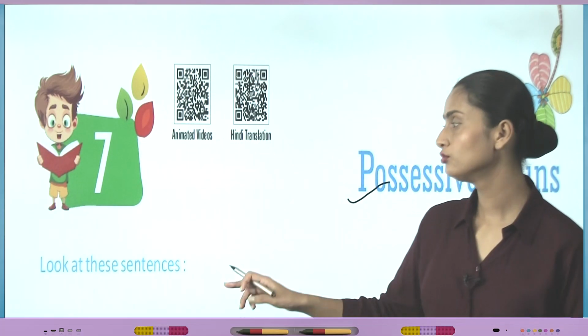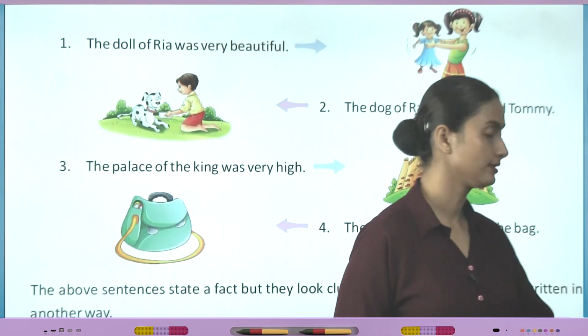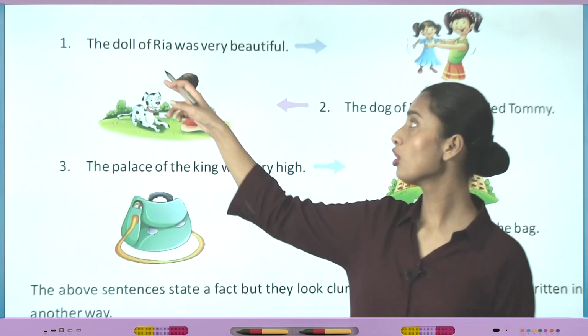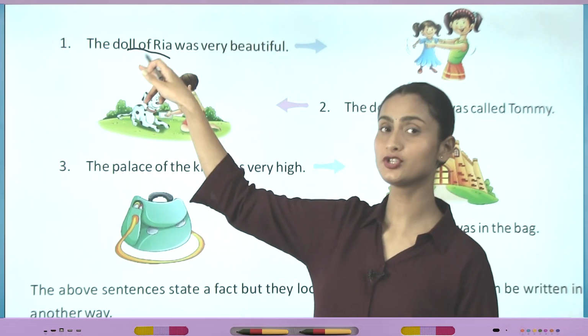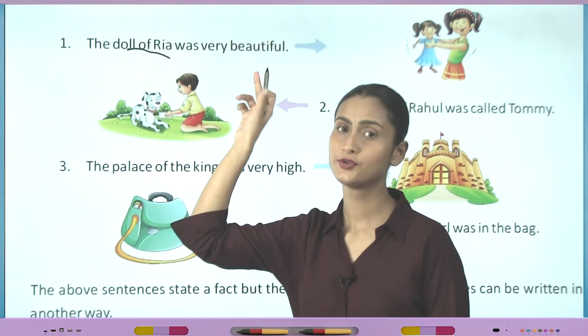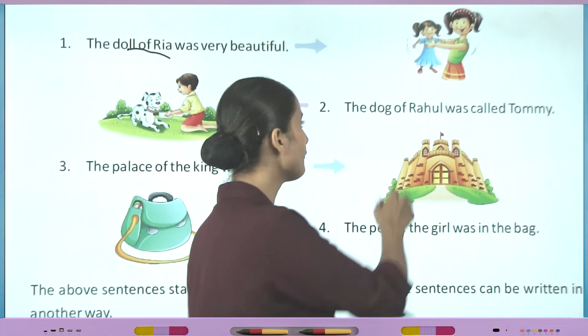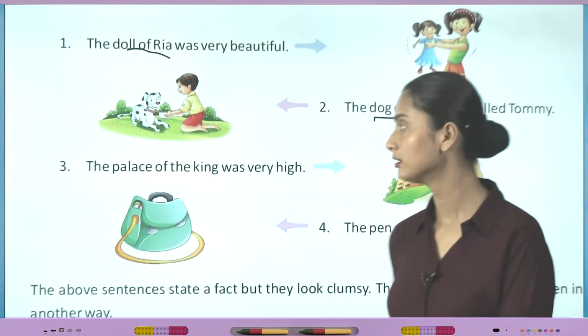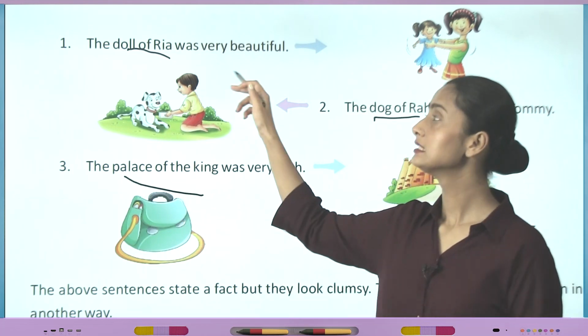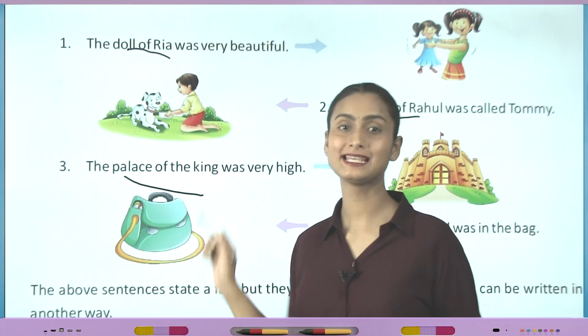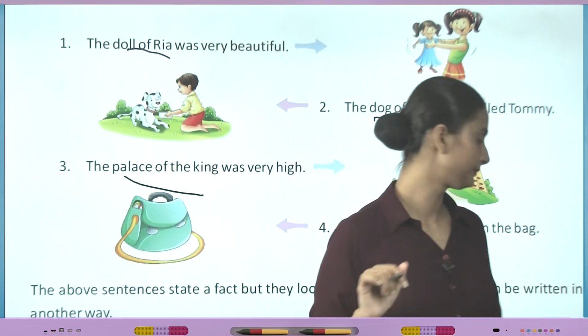Possessive nouns. Now look at these sentences. The doll of Riya was very beautiful. So here the possession is being shown. Doll of Riya. The dog of Rahul. The palace of the king. So in all the above sentences, these are your possessive sentences.